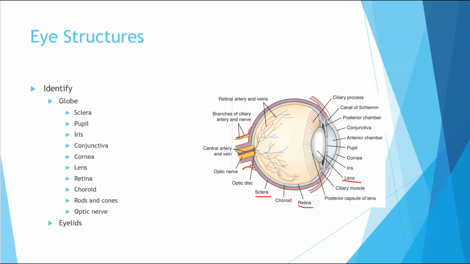And then the optic nerve. The optic nerve is one of the 12 cranial nerves. With the optic nerve, what we're assessing is the visual acuity.